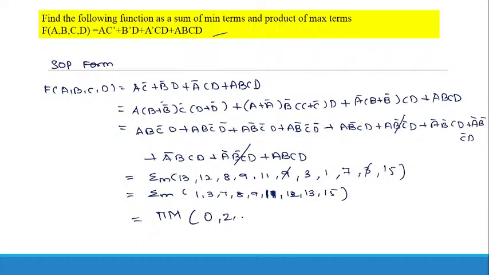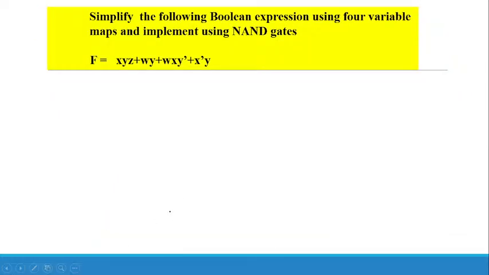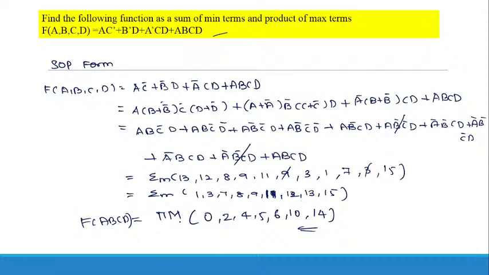3 is there. 4 is missing. Then 5 is not there, I think. So 5. Then 6 is missing. 7, 8, 9 is there. 10 is missing. 11, 12, 13 are there, and then 14 is missing. So these will contribute for your POS. Okay. So this is the standard form of your POS.